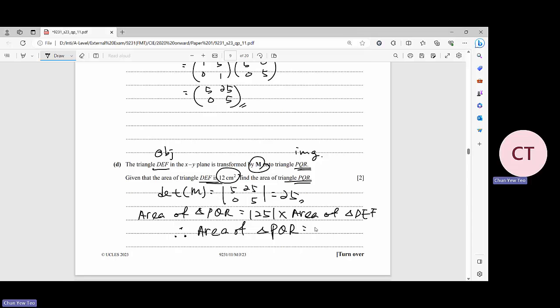So that means it will be 25 multiplied by 12, and then you'll get the answer as 300. So the unit is cm square. We just write cm square. Done. Okay.